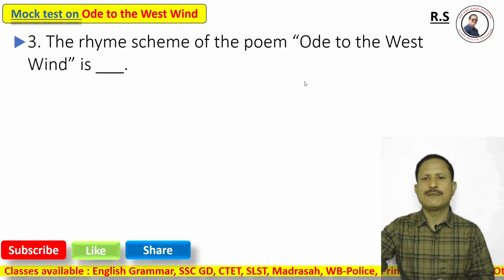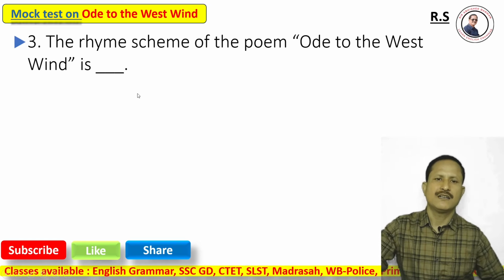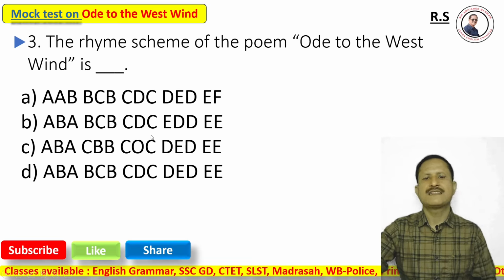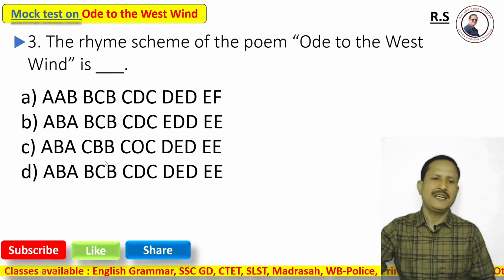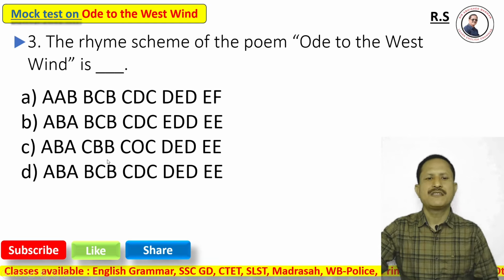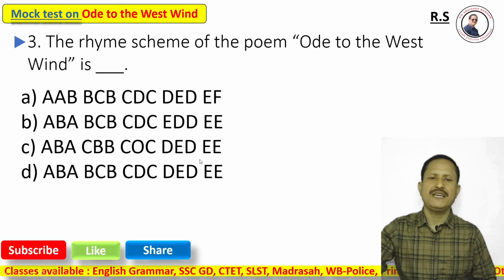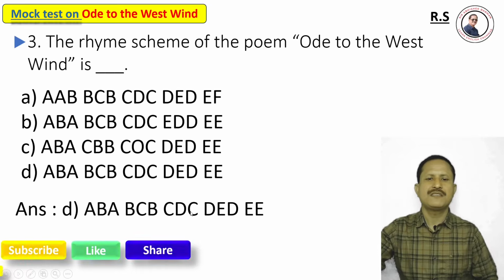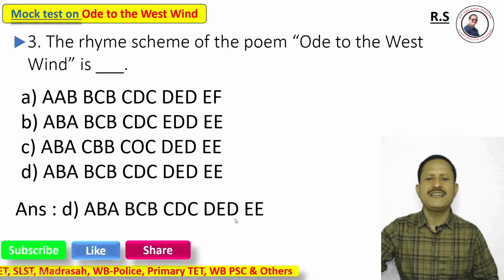Next question number 3. The rhyme scheme used in the poem Ode to the West Wind is: option A, AAB, BCB, CDC, DED, EF; option B, ABA, BCD, CDC, EDD, EE; option C, ABA, CBB, CDC, DED, EE; option D, ABA, BCB, CDC, DED, EE. And the correct rhyme scheme of the poem is option D, ABA, BCB, CDC, DED, EE.